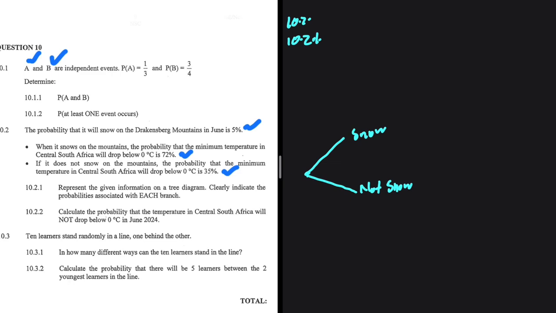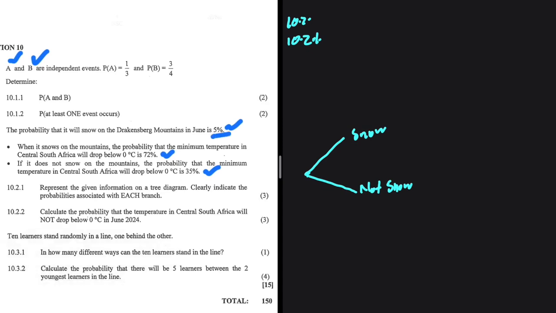So what is the probability that it will snow? Is 5%, right? We are given that. So we have 5 divided by 100. That is the probability that it will snow. If the probability that it will snow is 5 divided by 100, the probability that it will not snow is 95 divided by 100. I hope that makes sense. And then let's carry on. If it snows, then the temperature can be less than 0, but it is also possible that it can snow and the temperature be greater than 0.